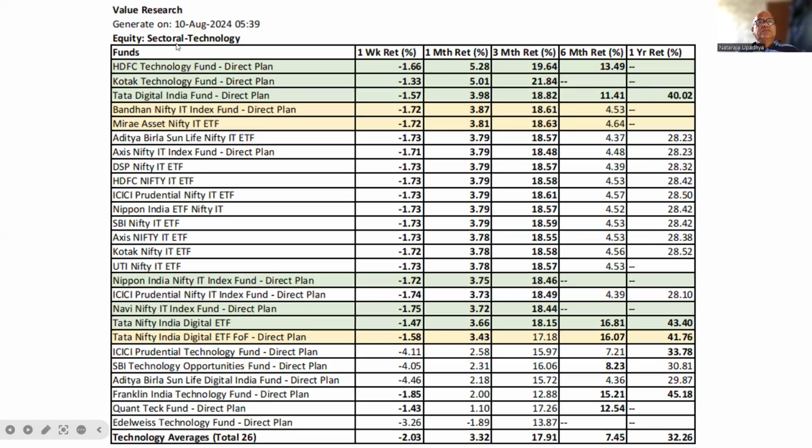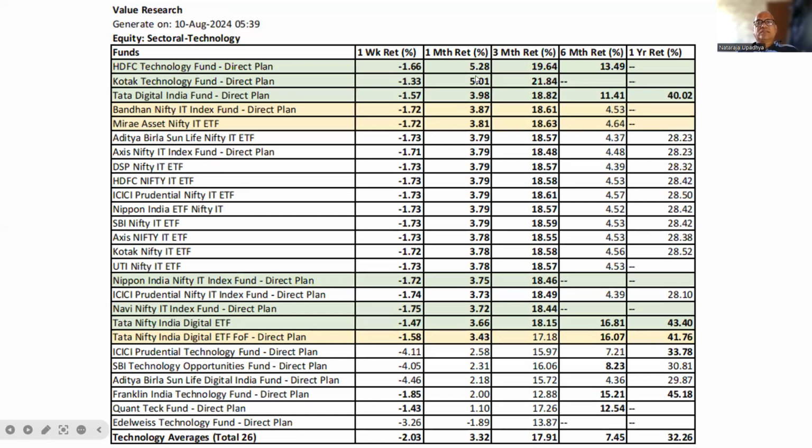Next, equity technology funds. Technology funds did well in the last 1 month in general. Maybe in the last 1 week they corrected. The ones in green are HDFC Technology Fund, Kotak Technology Fund, Tata Digital India Fund, Nippon India Nifty IT Index Fund, Navi Nifty IT Index Fund, Tata Nifty India Digital Fund.